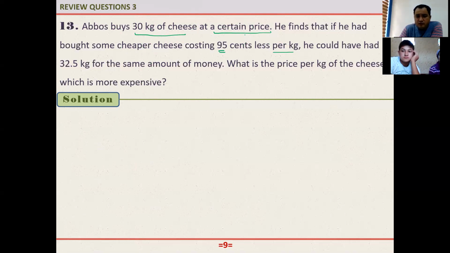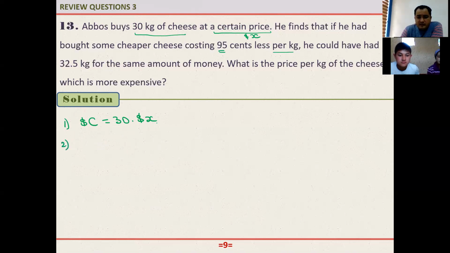What is the price? We don't know. Let's say the price is X dollars. So he is buying 30 kg of cheese at a certain price. How much does he pay for this cheese? We don't know, right? Let's say the total cost is C dollars. In the first case, Abbas is paying C dollars when he buys 30 kg of cheese, and each kilo of cheese is X dollars. That is the first part of the question.